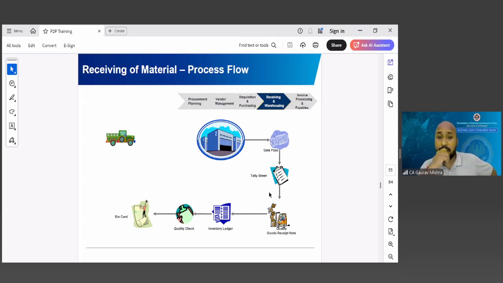Again, one risk you can identify is the segregation of duties. The person who is maintaining the security gate entry is the same person preparing the GRN. Or the person who is preparing the GRN is the same person making the quality checks. यहाँ पे तो fraud है ना. These are the risks which you can identify.